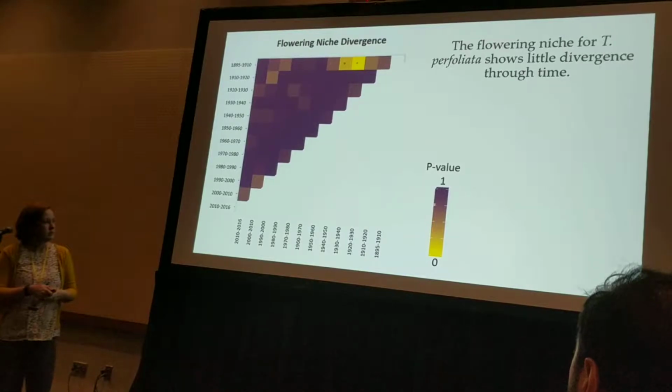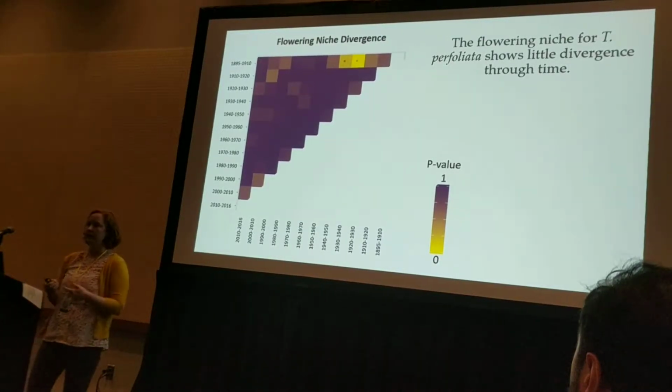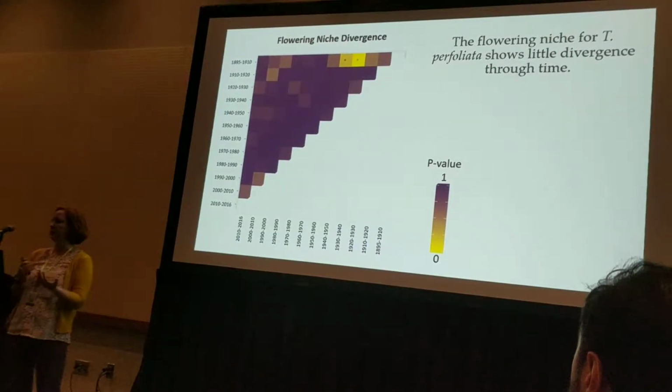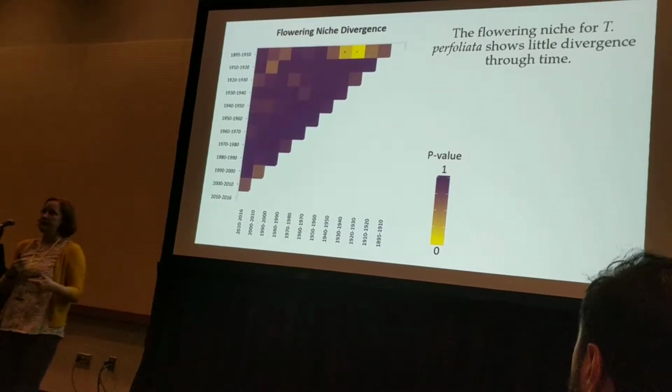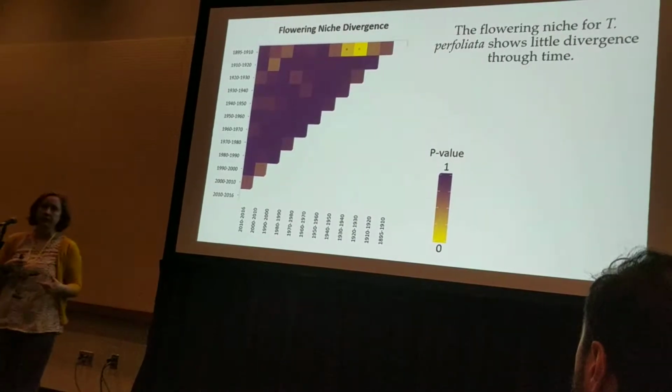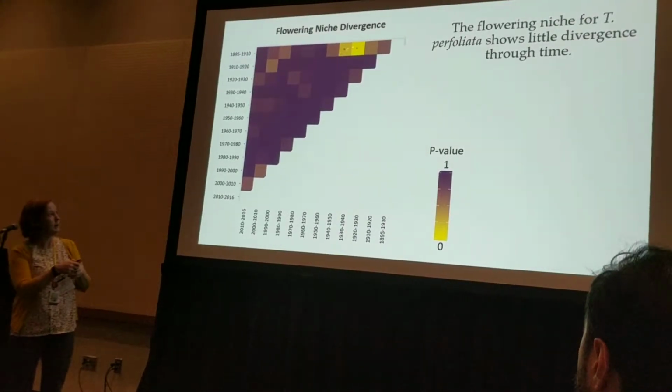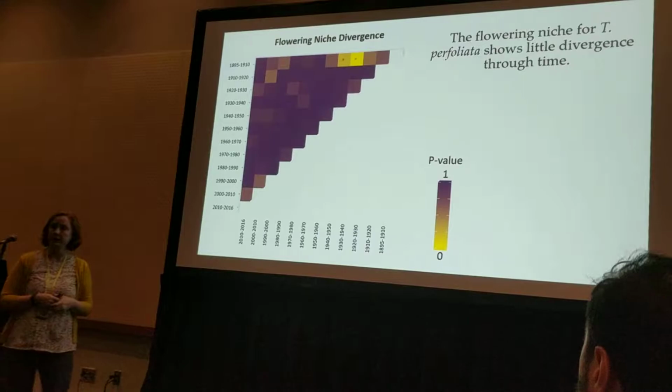Okay, so values and squares that are purple, that are more dark, are close to 1. And so you don't see a difference in niche space between those decades. When the square is more yellow, then you're approaching significance. In a couple cases, we do have differences in the flowering niche between decades.